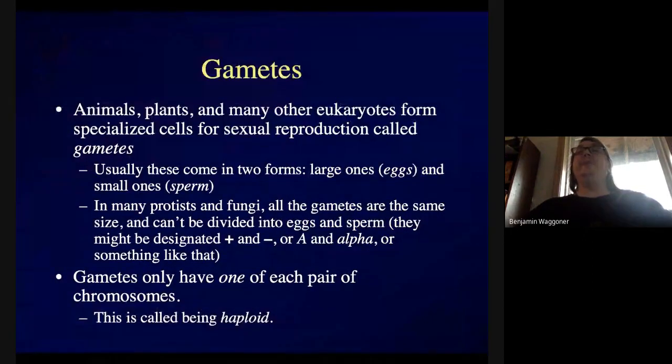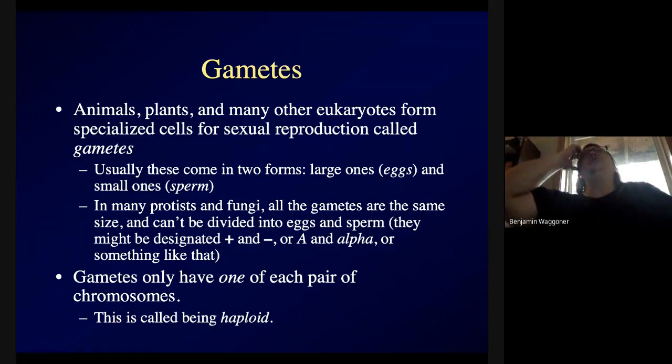Animals and plants and many eukaryotes form specialized cells for sexual reproduction called gametes. And in the cases you're familiar with, gametes come in 2 forms, large and small. The larger gamete is called an egg, and the smaller gamete is called the sperm. Typically, an organism that makes eggs makes fewer of them than sperm, but on the other hand, sperm are considerably smaller than eggs. This applies to plants.